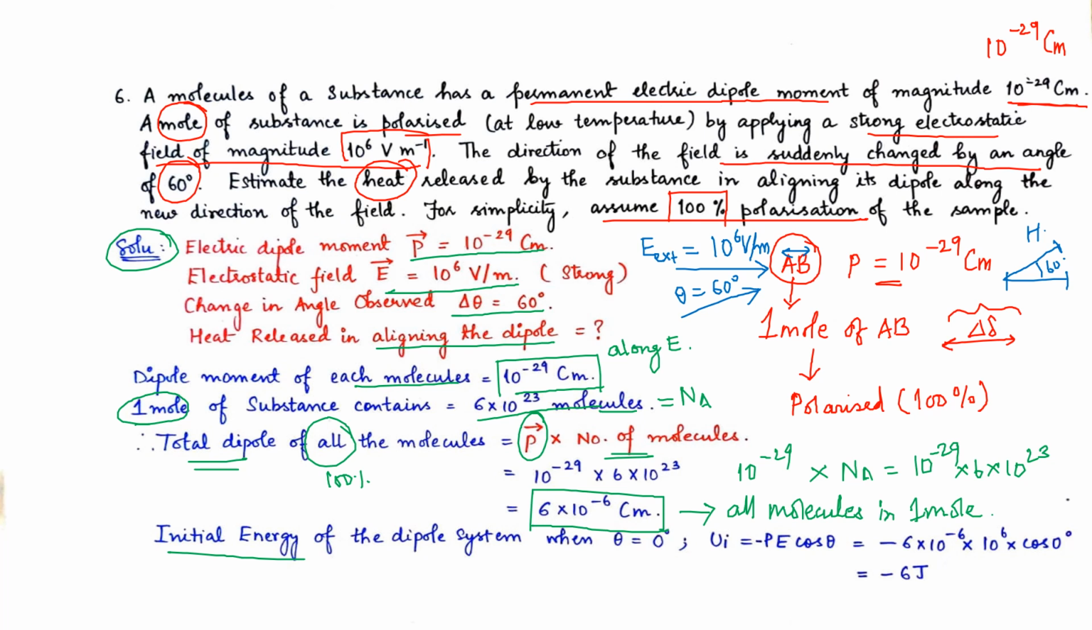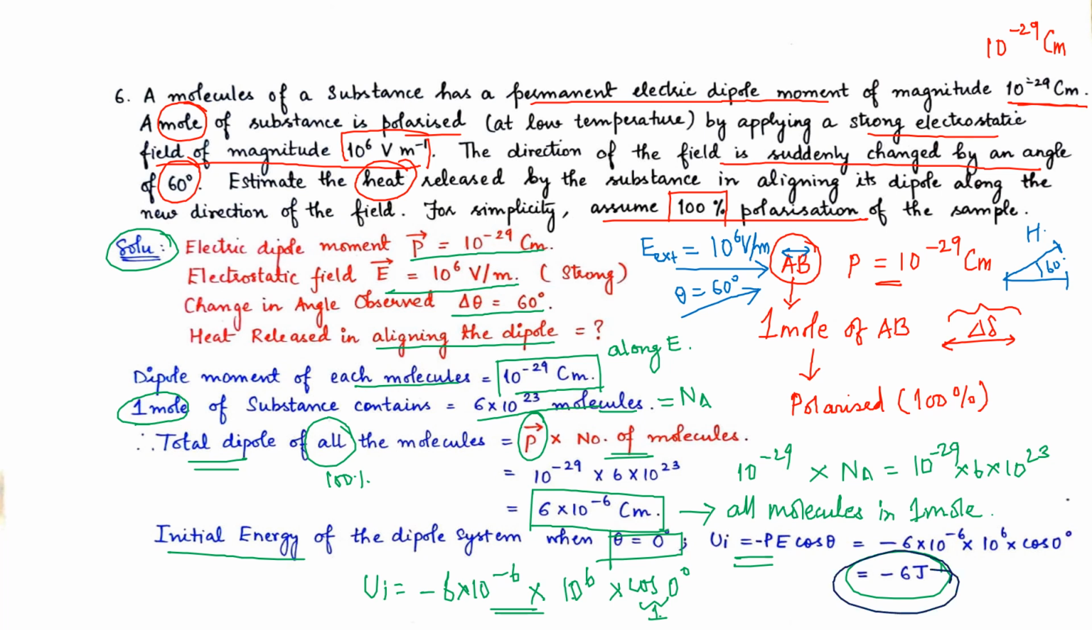Initial energy of the dipole system when theta was 0 is given by U initial equals minus PE cos theta, where the value of P is 6 into 10 to the power minus 6. Electrostatic field is 10 to the power 6. The field is the same for theta equals 0 and for theta equals 60 degrees, multiplied by cos 0 degree. Cos 0 degree is 1. So as cos 0 degree is 1, the whole thing gets multiplied and the answer we get is minus 6 joules.